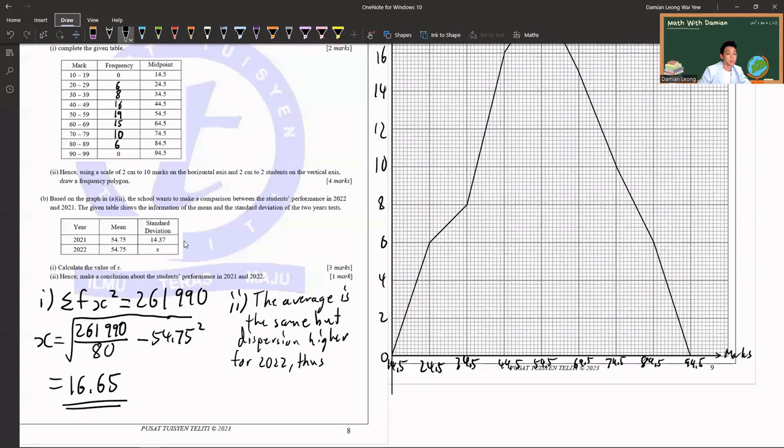Thus, the performance is more dispersed or diverse or spread out for 2022. Yeah. That's the question 13 here.